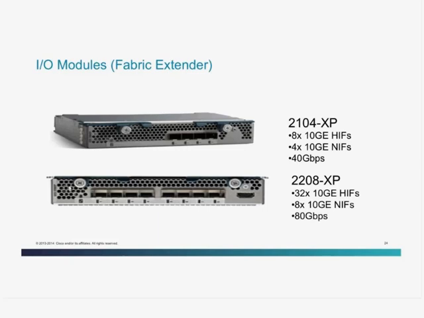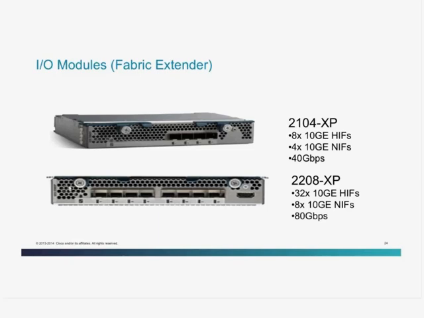Now, the first question that arises, what is a HIF port? HIF as in host interface, these are the server facing ports. From the I/O module, these are the backplane ports. These are not visible, as in you cannot plug in. It's at the backplane. These will connect to your blade. And the 4 into 10 gig NIF ports. NIF as in the network interface. These ports are also called the FEX fabric ports. This will go to your upstream fabric interconnect.